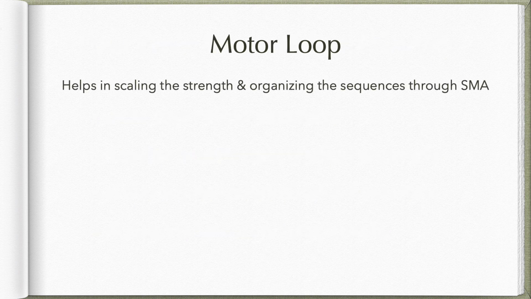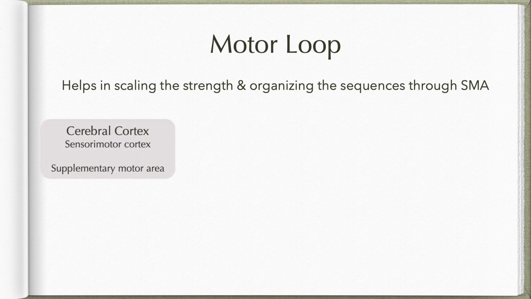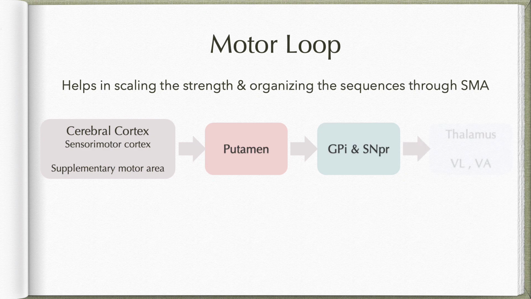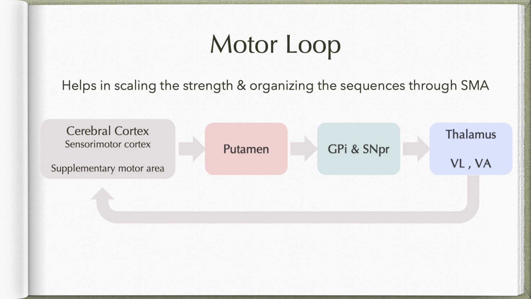The motor loop helps in scaling the strength of movements or organizing the sequences of complex movements through its connection to the supplementary motor areas. It begins from the cerebral cortex in the sensory motor cortex, where whenever it decides to do an activity, it will send projection to the putamen. Putamen will send projection to the output nuclei, that is globus pallidus internum and substantia nigra pars reticulata, which will then send output to the thalamus, ventrolateral and ventral anterior nucleus, which will project back to the supplementary motor area. So this is the motor loop.